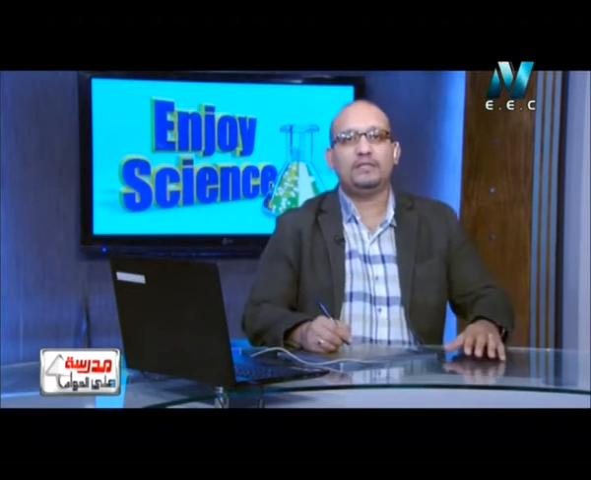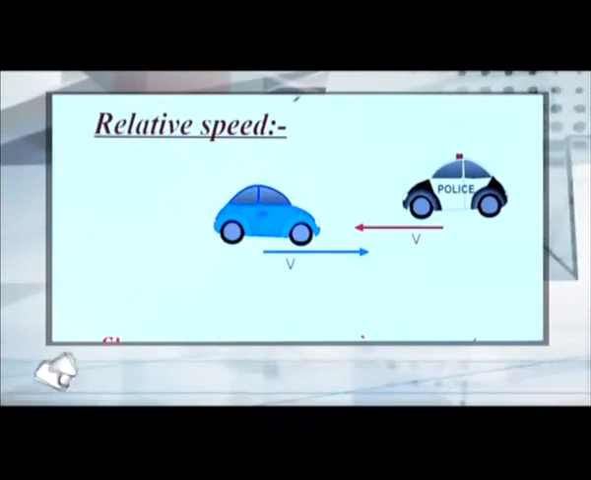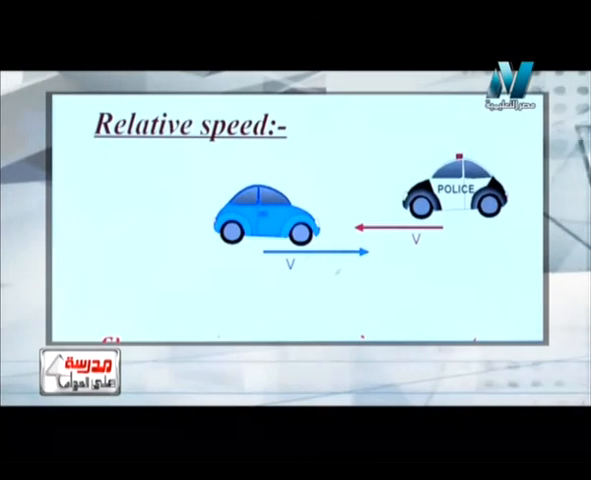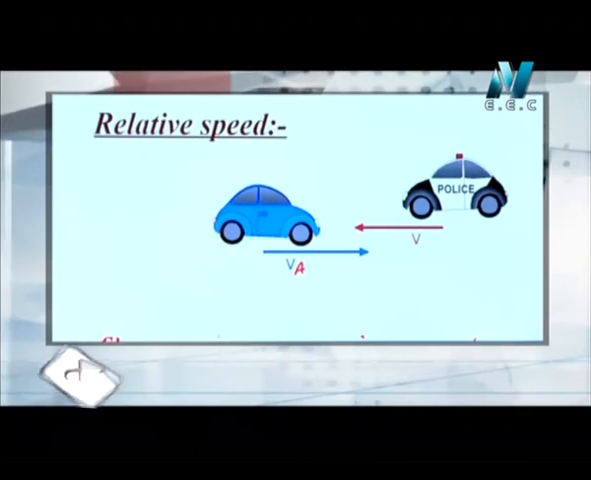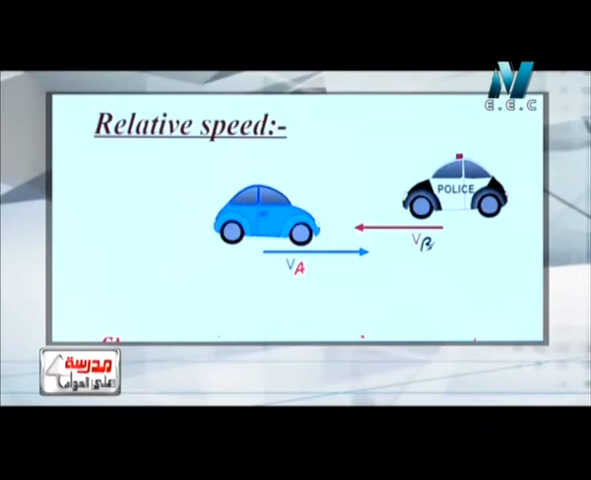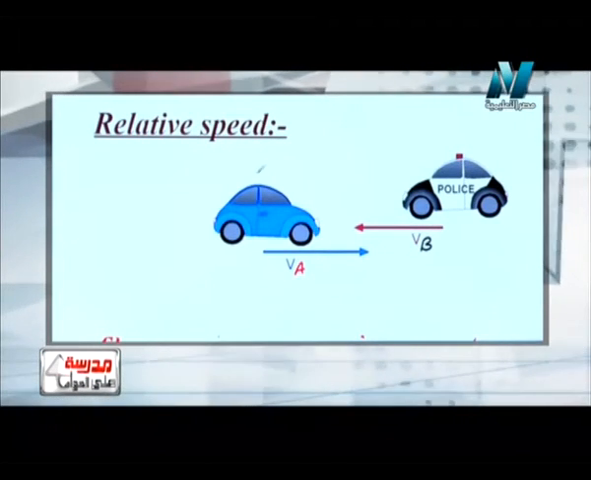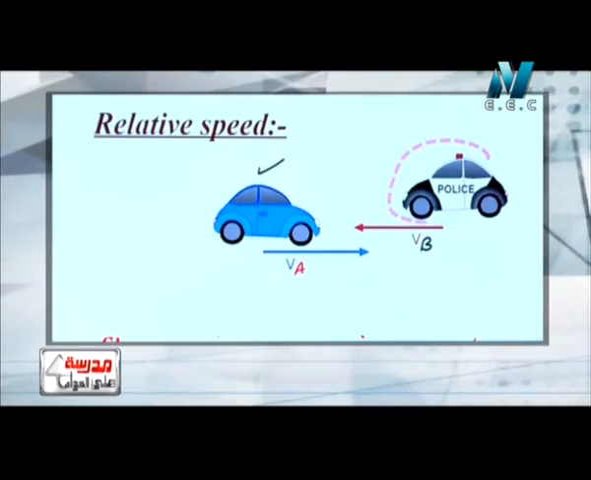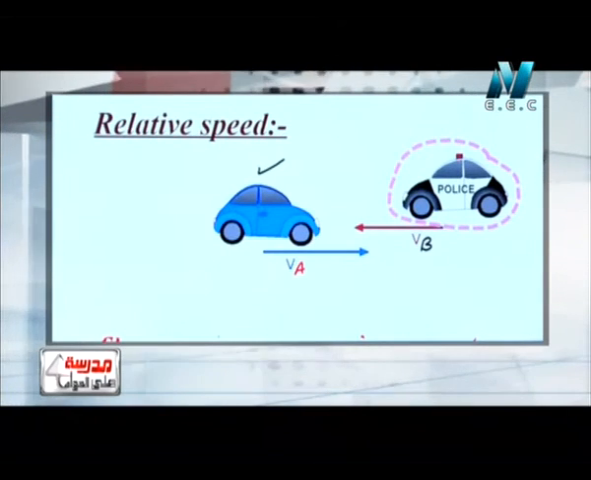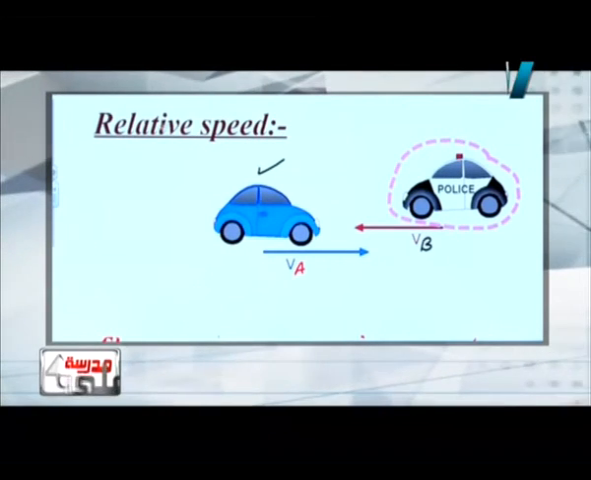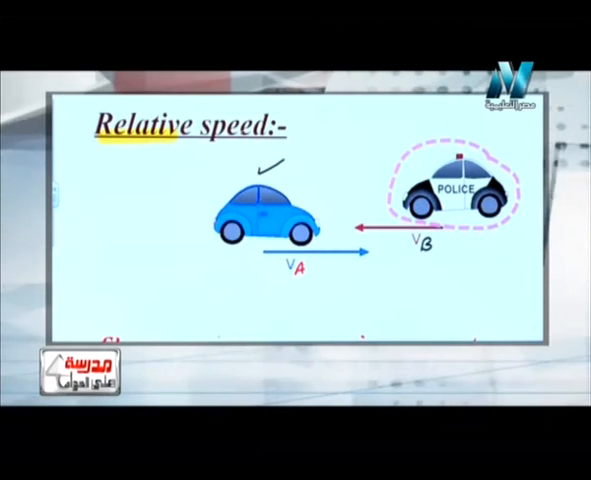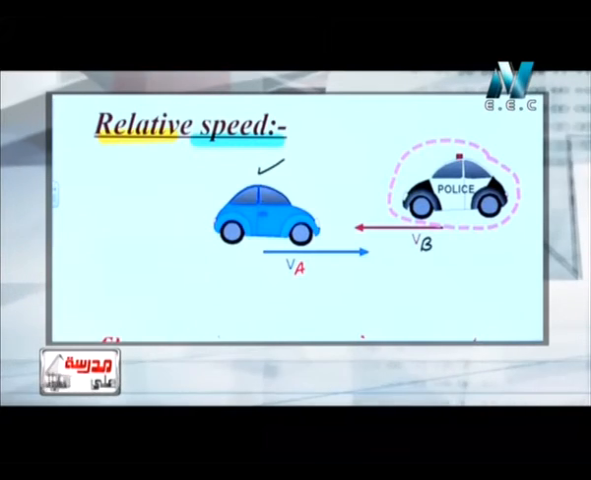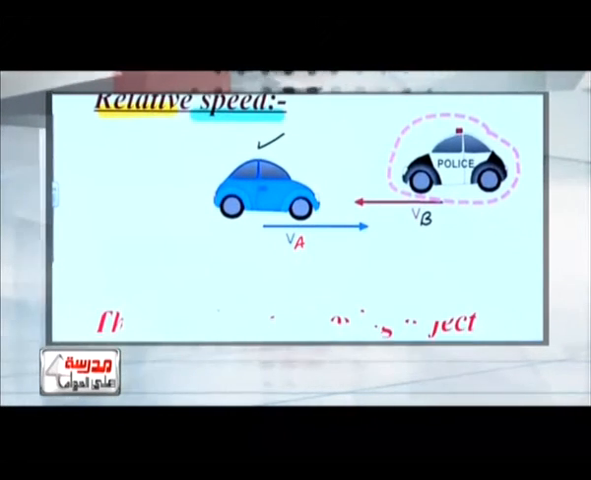Here we can see what is meant by the relative speed. As you see here we have two objects, maybe car number 1 and car number 2. We have VA and VB. If we want to calculate the speed of this object relative to another object, such as this car, we talk about the relative speed. بنتكلم على السرعة النسبية. So what is meant by relative speed؟ يعني ايه سرعة نسبية؟ تعالوا نشوفها مع بعض كده.